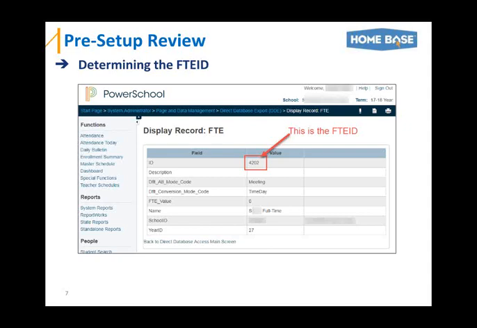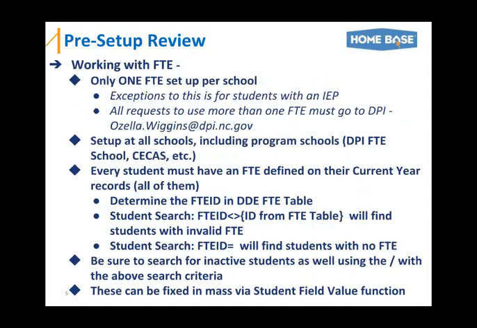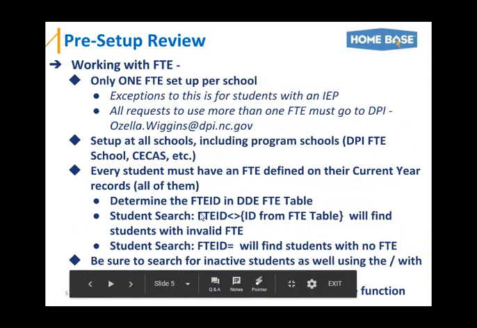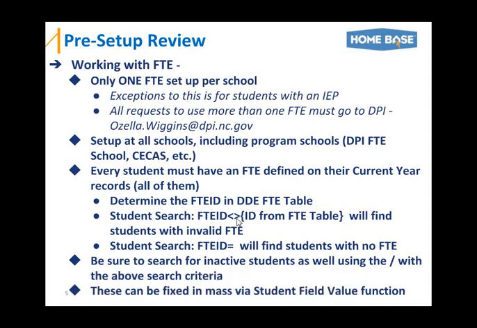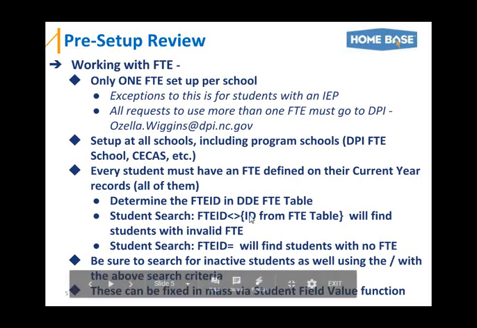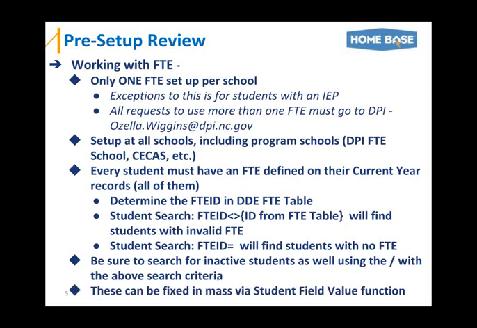So then you could use that. I'm going to go back a couple slides. There's my FTE ID. So now in my search panel at the start page, I can say FTE ID, left bracket, right bracket, which means it does not equal, and then put in the 4202. That will give you all students that do not have 4202 as their FTE in their record for this current year. And don't forget to use the forward slash. So this would be forward slash FTE ID, left bracket, right bracket, 4202.